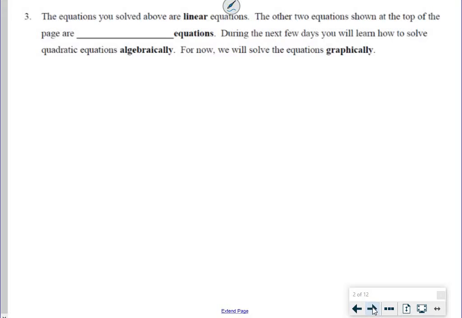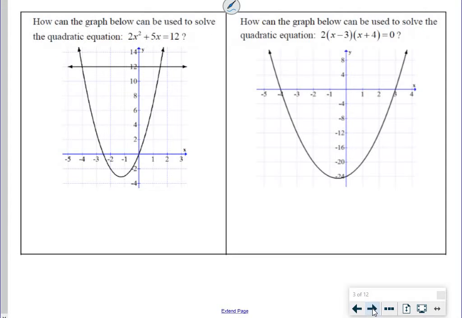So, the equations you solved above are linear equations. The other two equations that we didn't do are quadratic equations. During the next few days, you will learn how to solve quadratic equations algebraically. But for now we will solve them graphically, which is a little bit simpler.